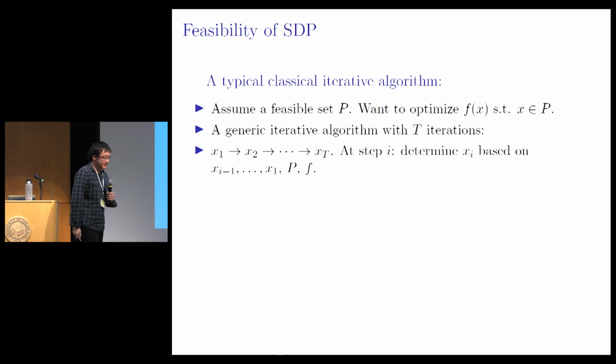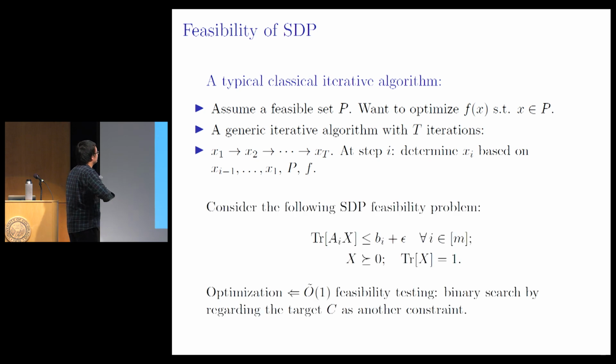In general, we use an iterative algorithm to solve the SDP problem. What do I mean by an iterative algorithm? In general, maybe you want to solve a problem where you have a certain function f(x), and you also have a constraint set P, such that you want to make sure that your x belongs to the feasible set P. If you have T iterations, it works sequentially: at step i, you determine your value of x_i based on the previous information x_{i-1} to x_1, and also your setting of the problem, the P and the f here. So we are going to use this framework of iterative algorithms to solve the SDP.